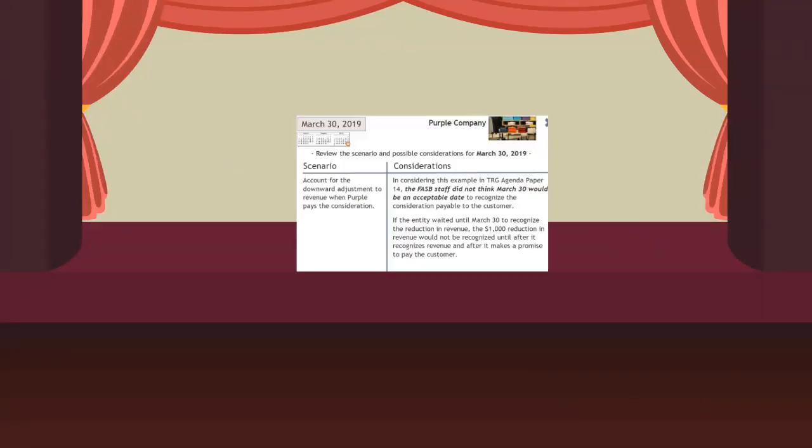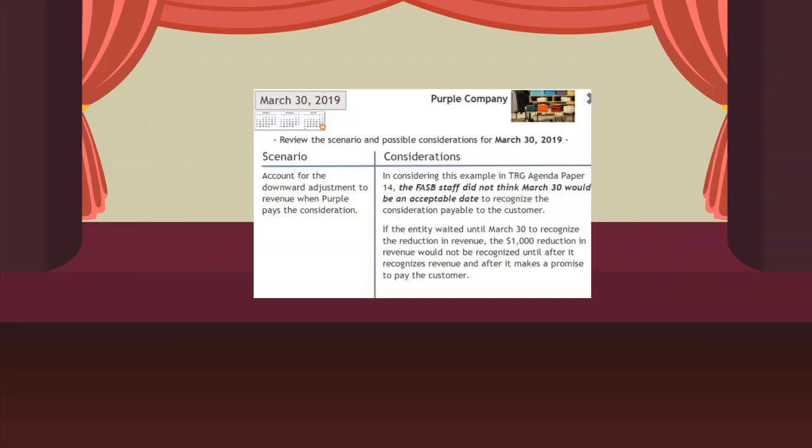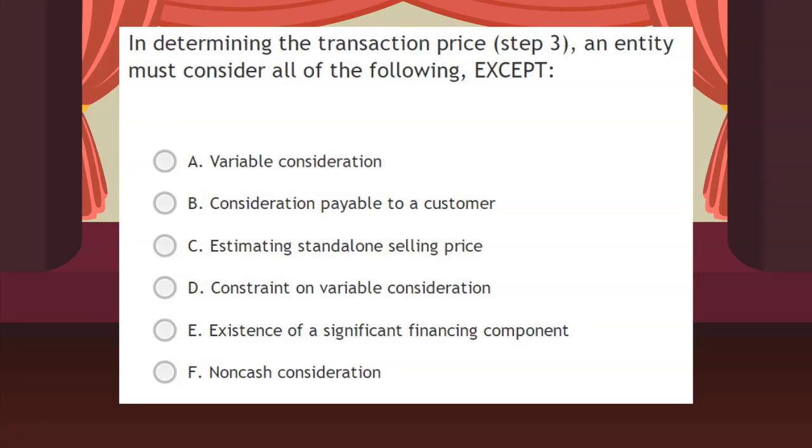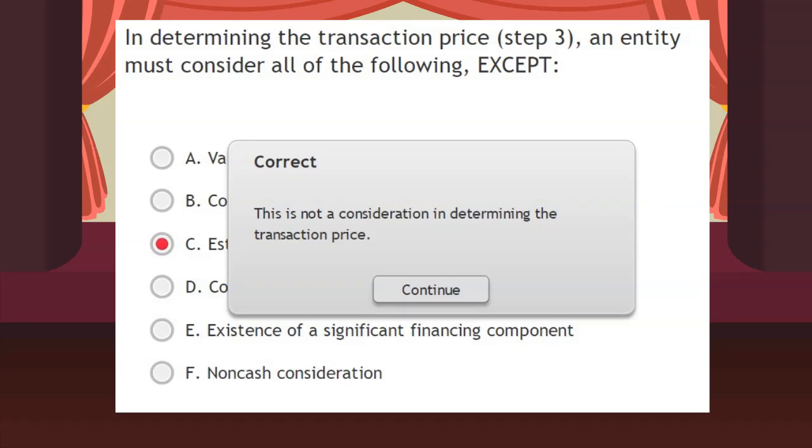March 30th represents the communication date. If not previously recognized, the company would now recognize that reduction to revenue. A final question for this section. In determining the transaction price, an entity must consider all of the following except. The correct answer is C, estimating standalone selling price. This is not utilized.